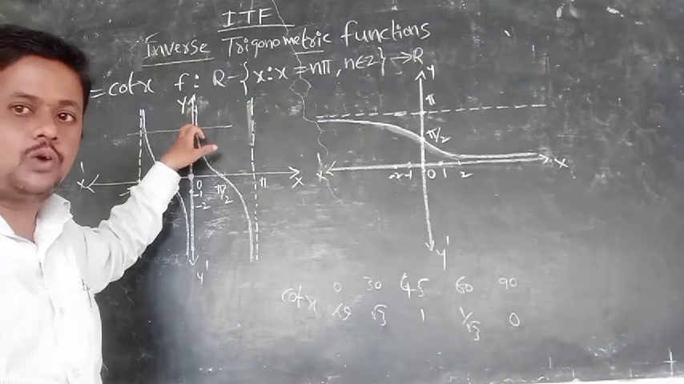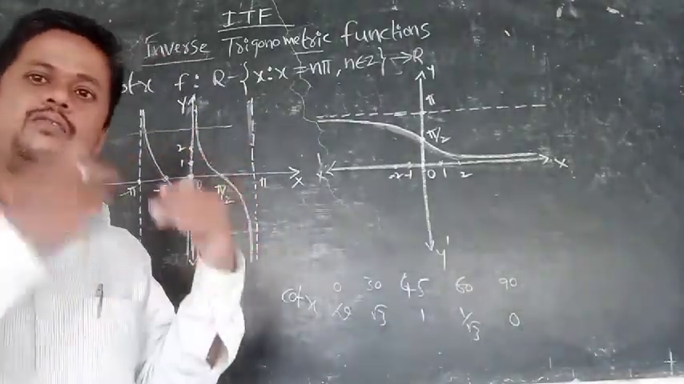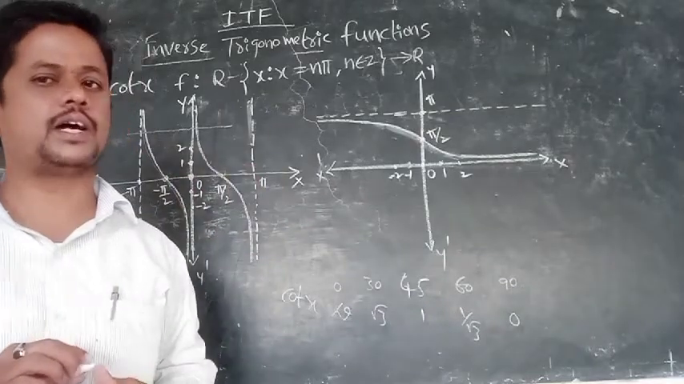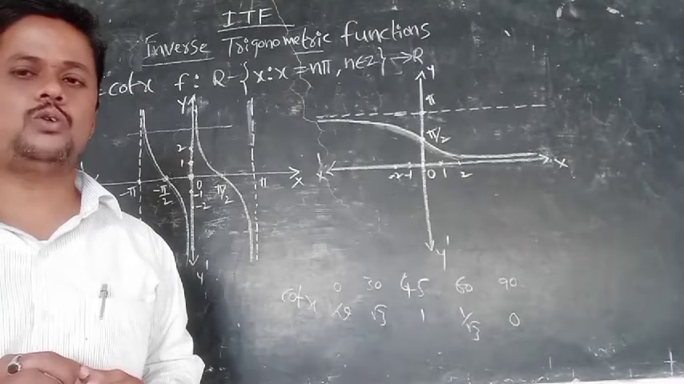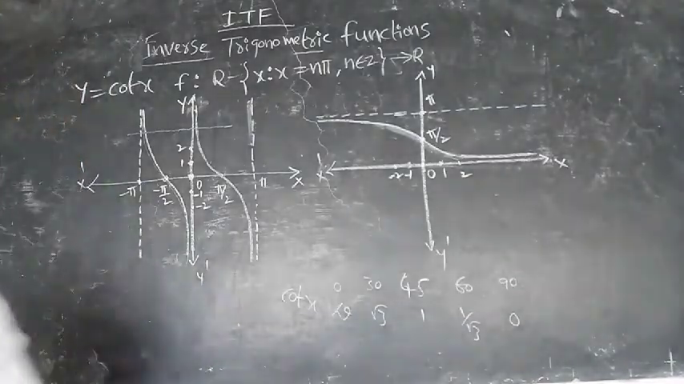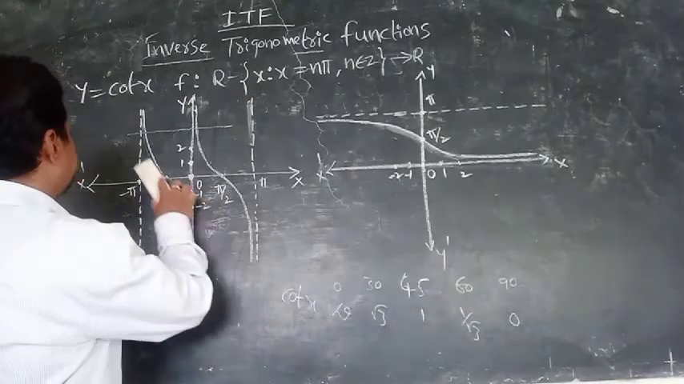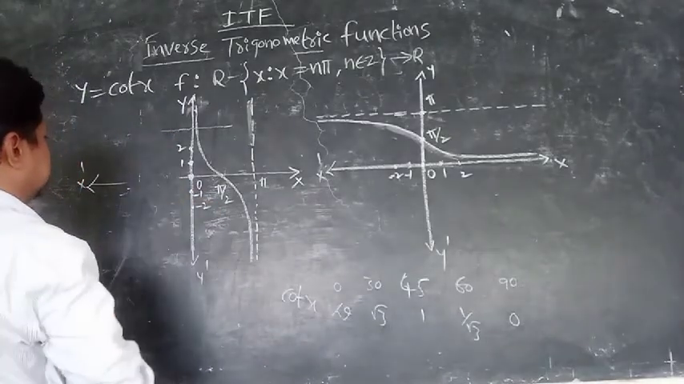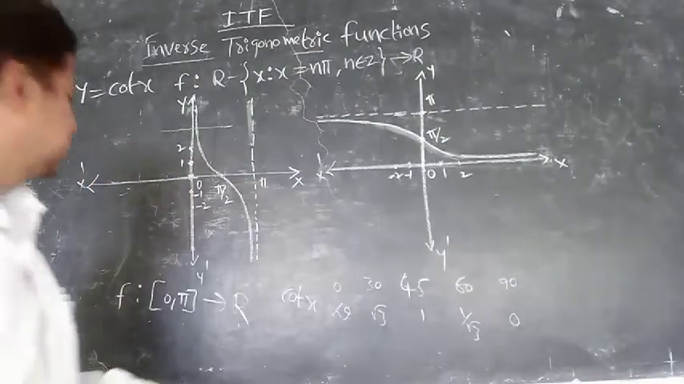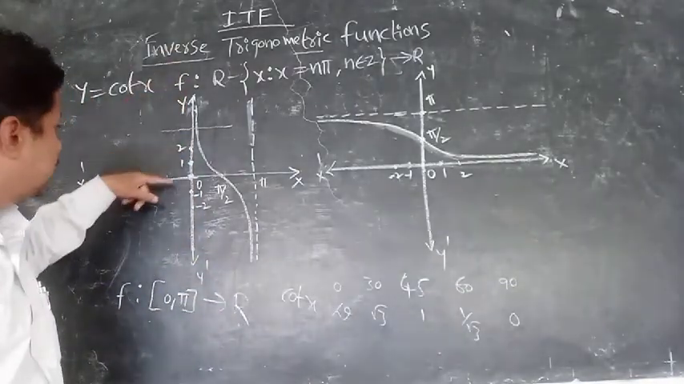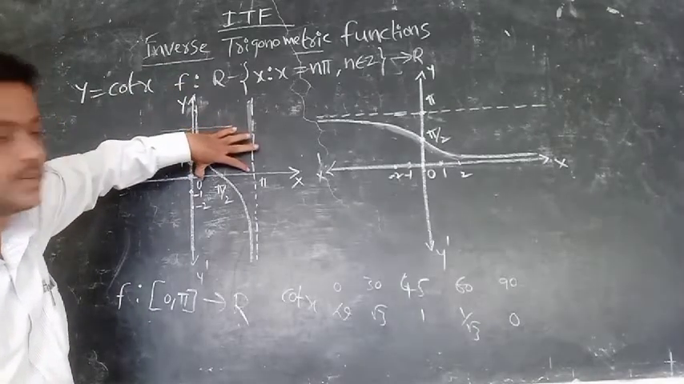But how to create it? We have to restrict to some domain. Then we can define cot x inverse, which is defined as cot inverse x. How to define it? See, I am eliminating this part. Now, here I am eliminating. The graph is from 0 to pi only.